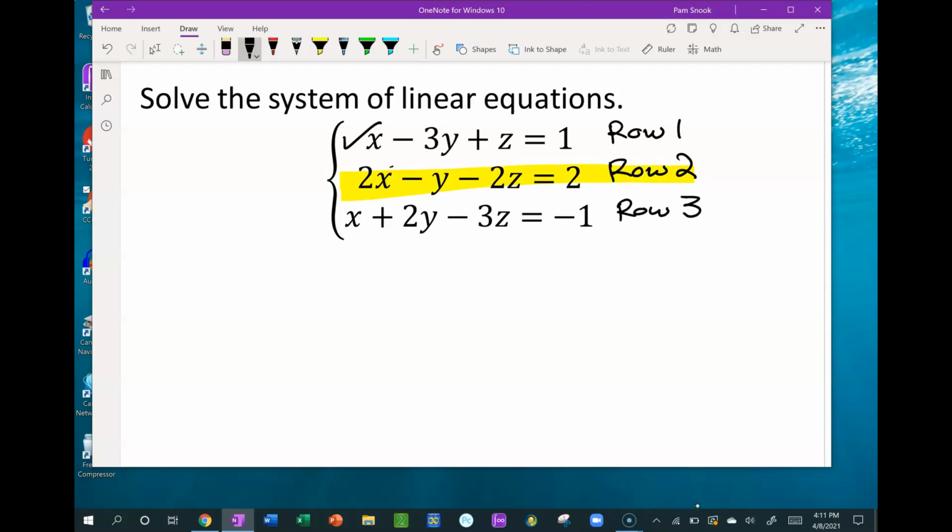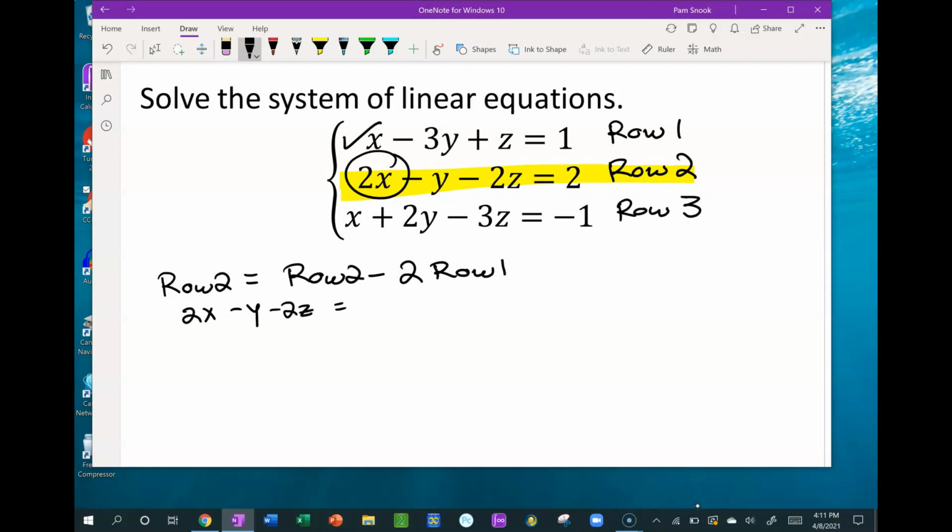And what I'm trying to do is remove that 2x. I want to eliminate that. So the way I'm going to do that is I'm just going to say that my new row 2 is going to equal row 2 minus 2 times row 1. That's my elementary row operation. I'm going to take row 2 and subtract from that 2 times row 1. I'm going to write this over here. So row 2 is 2x minus y minus 2z equals 2. Now I'm going to subtract 2 row 1.